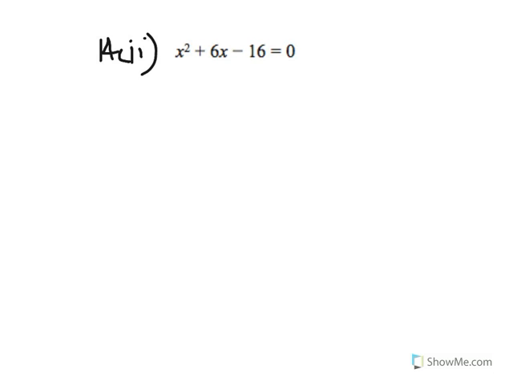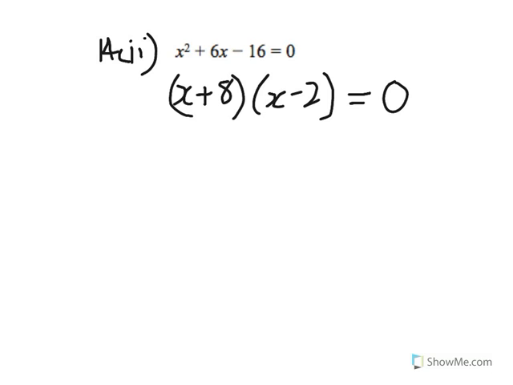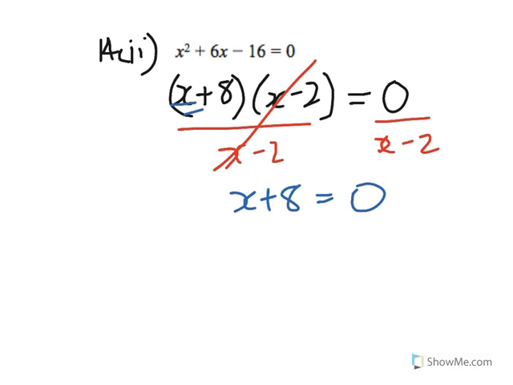Okay, next question, you're asked to solve x squared plus 6x minus 16. When they say solve, you're being asked to find two values of x. From the previous question, when we factorized it, we got x plus 8 and x minus 2, and you make that equal to 0. You're going to get two answers. Divide both sides by x minus 2, and these cancel, and 0 divided by x minus 2 is 0. So you get x plus 8 is equal to 0, and so x is equal to negative 8.